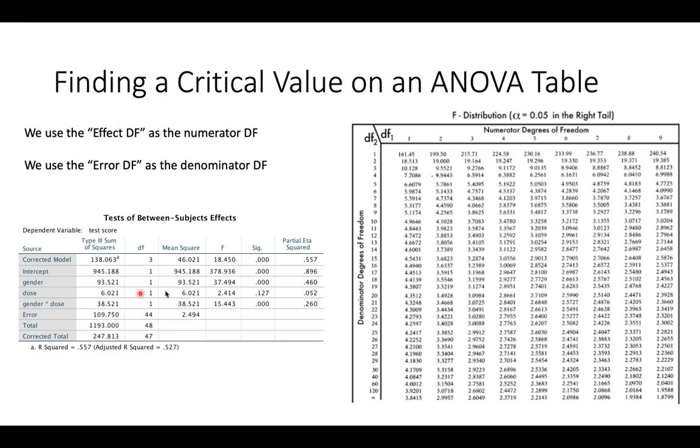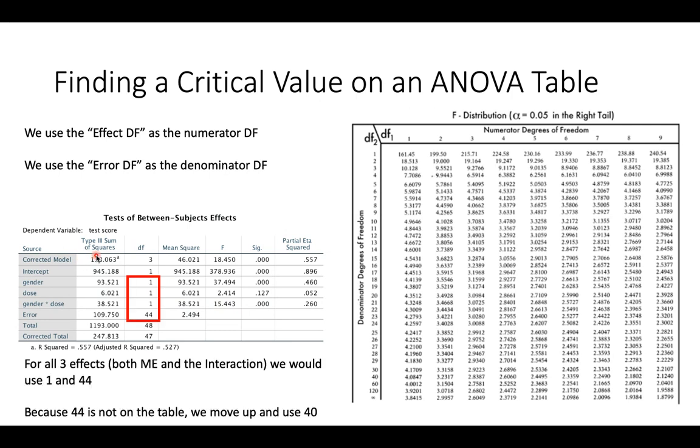So we're going to take a 1 for each effect and use that as our numerator degrees of freedom. And then we're going to use 44 as our denominator degrees of freedom. We only have to do this once because all 3 effects have the same degrees of freedom, but we'll see an example later on when that's not the case.